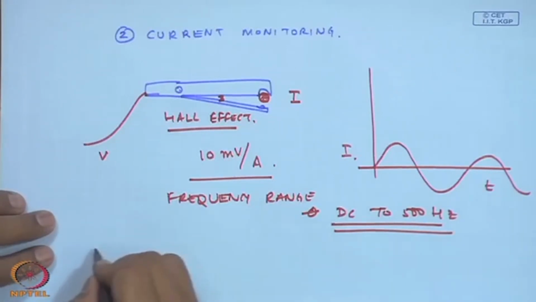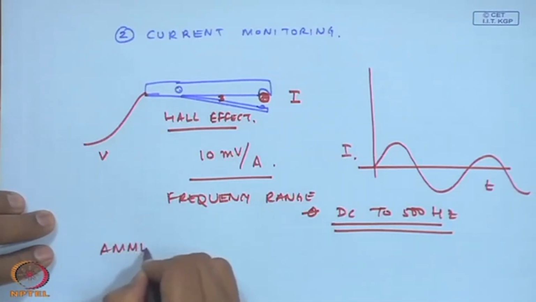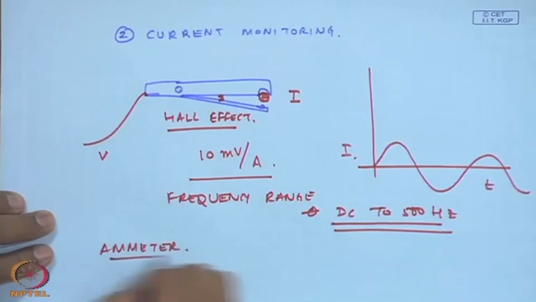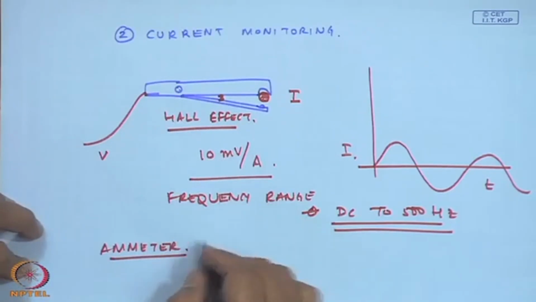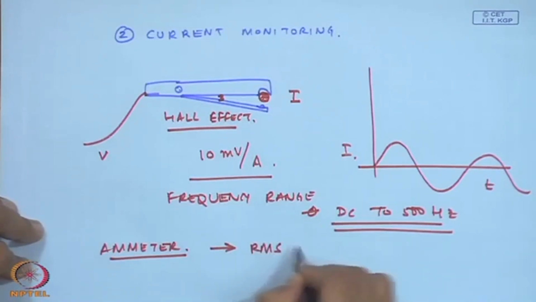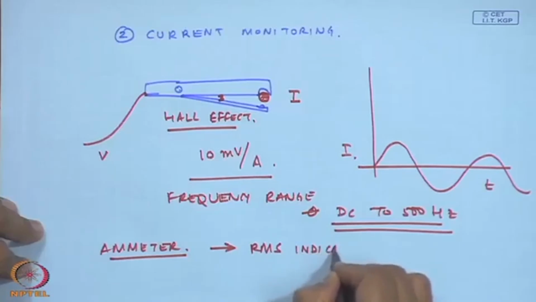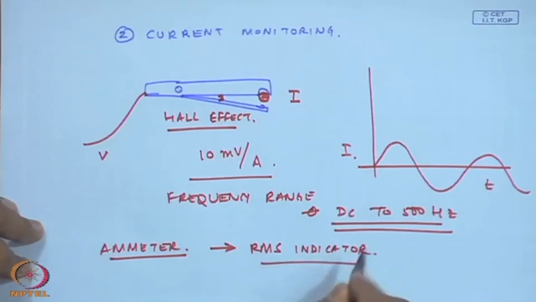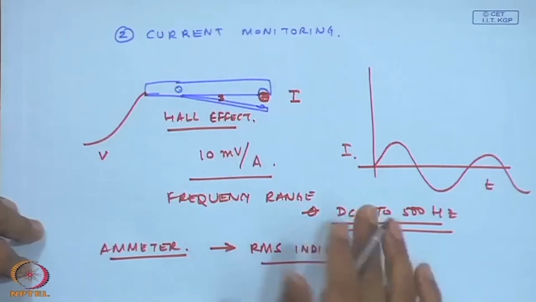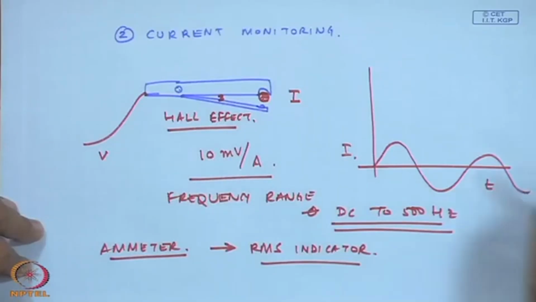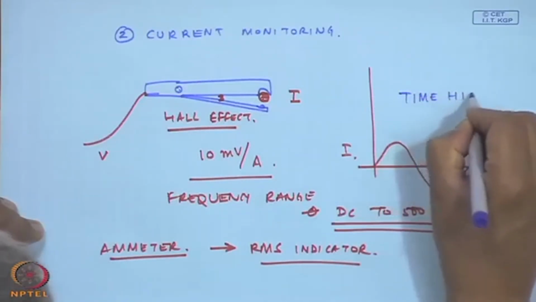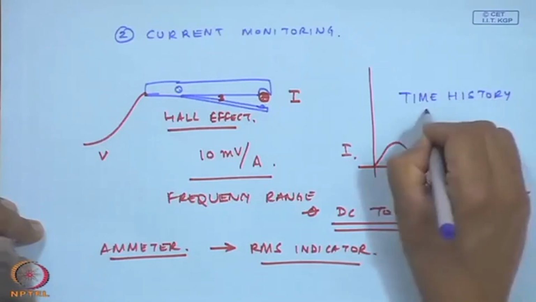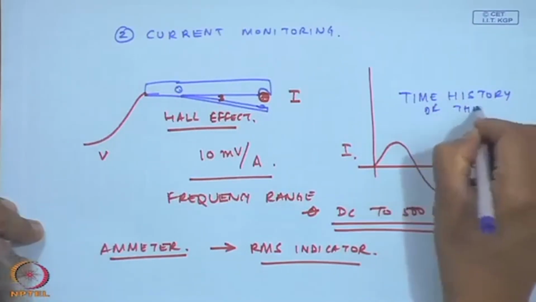Traditionally, we measure current by ammeters. But ammeters have very poor frequency response. They only measure around the 50 hertz supply frequency, and all we get is an RMS indicator, which only gives us the RMS value of the current. But with the Hall effect sensor, I get the time history. I can measure and record the time history of the current.